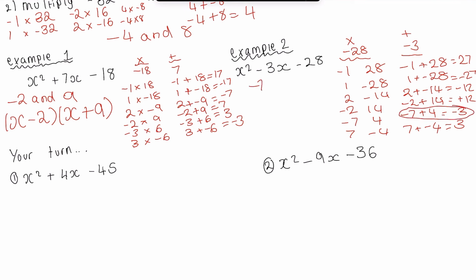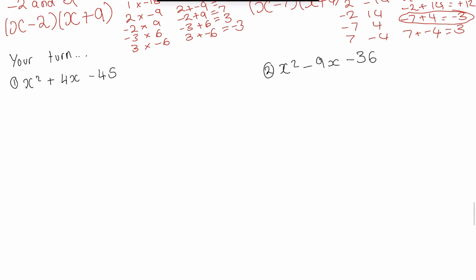So our numbers are minus 7 and 4. So again, in my brackets, I'm going to pop those in. So I've got minus 7 and 4. So what I would like you to do now is pause the video and have a go at those two questions. Once you're ready to mark those, press play and we'll go through them.